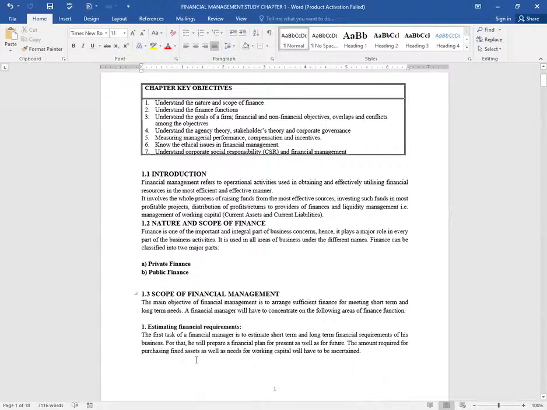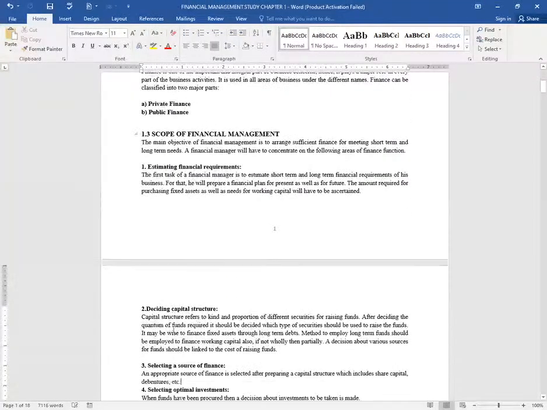Now, when we talk of the scope of financial management, we are basically looking at the functions of financial management, where we can see that a good finance manager should be able to estimate the financial requirements of the institution, like how much do we need this year. So he should be able to come up with this tabulation. At the end of the day, he should be able to advise the company as to how much is needed for purposes of knowing how this will be raised. So estimating financial requirements is very important.